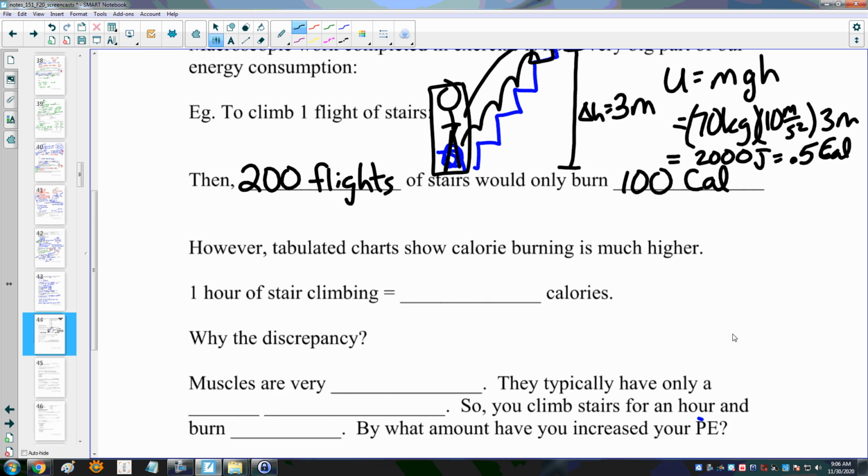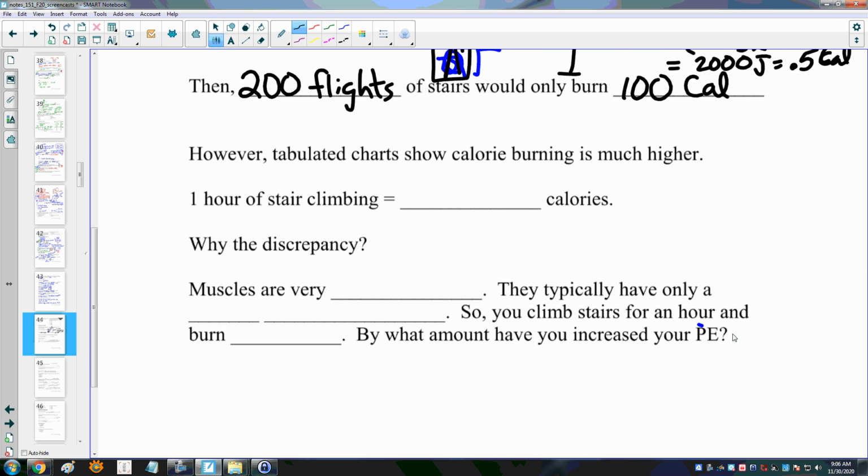However, charts that show how many calories you burn for different activities show that calorie burning for stair climbing is actually much higher. If I spend an hour stair climbing, then I burn about 400 to 600 calories, depending on the pace that I go at and other factors. Those are capital C calories. So why do we have this discrepancy? Why does it change my potential energy by only 100 calories, but it consumes about 500 calories, 400 to 600?